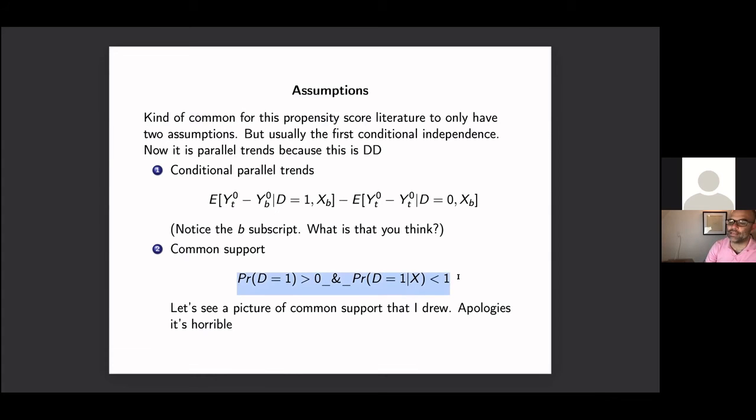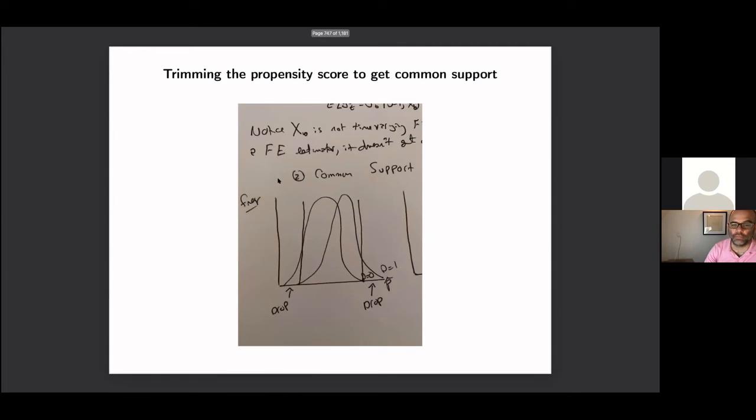Now we're going to express that common support, because this paper is going to use covariates. It's going to use propensity scores. We're going to express common support in terms of the propensity scores. Okay, so we're going to need it for the propensity scores. Here's a picture of common support. So this is going to be the distribution of the propensity score.